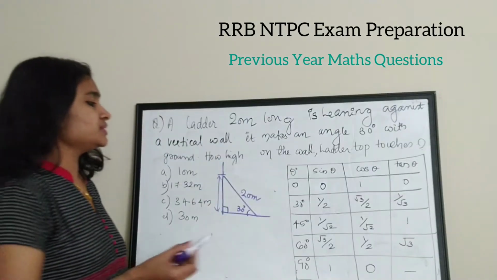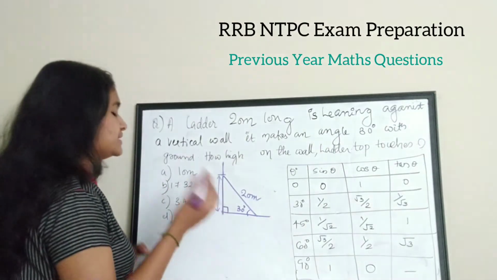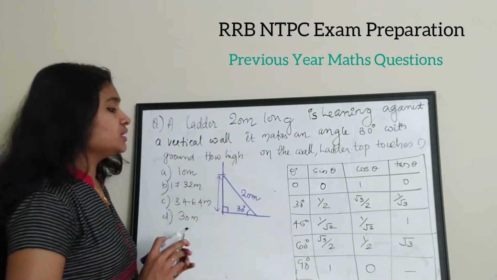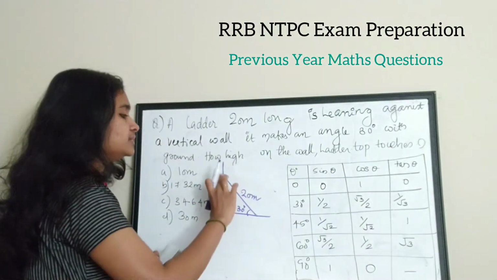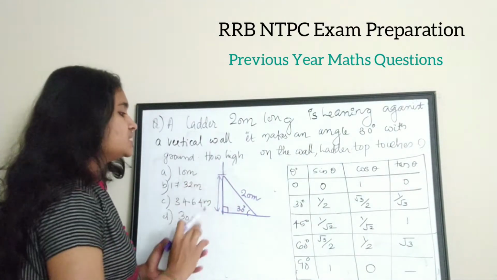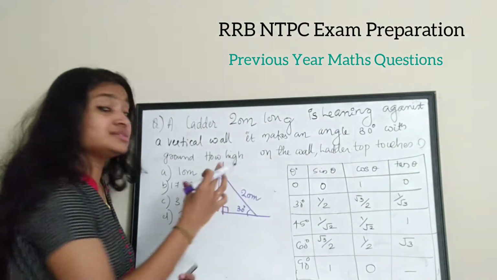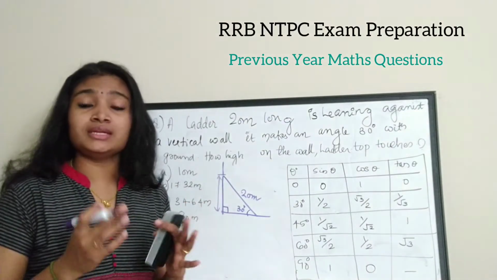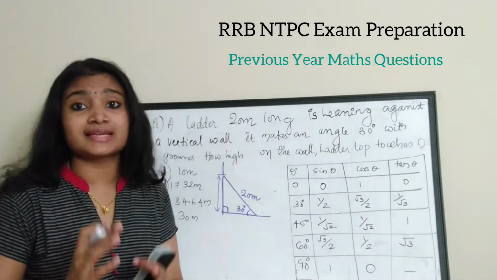So what is given in the question? We are given an angle 30 degree, that is our theta. And we are also given this, which is the hypotenuse. Now we need to find this, right? This means the height of the wall where the ladder's top touches. So considering this theta, this is the opposite side, right? When we want to find the opposite side by hypotenuse, we can take the sine theta.